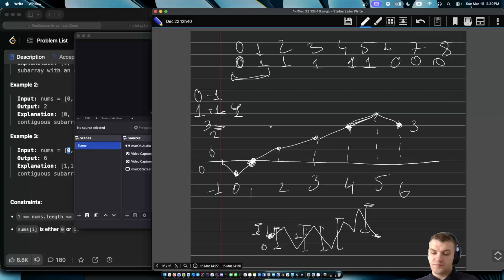So if this number is the same, it means that all these upward movements were cancelled by downward movements. It means the number of ones and zeros is the same on this interval, and I should just record the distance and make sure it's a maximum.